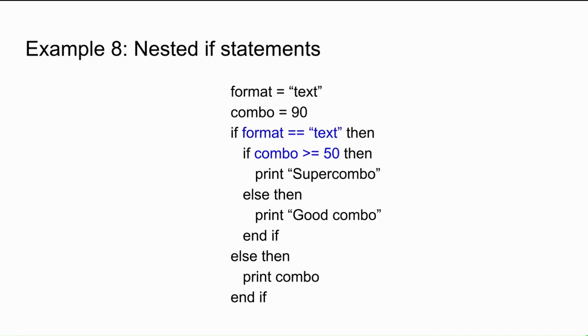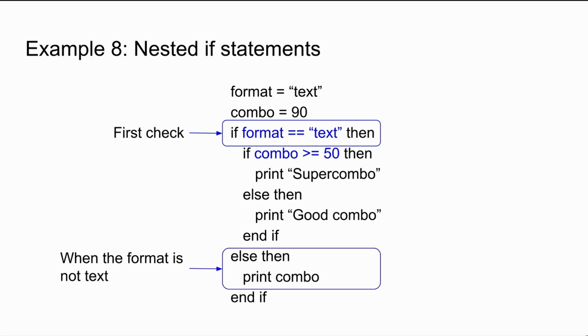So first, we are going to check the format to see if the user wants to see it as text or as a number. Here, in the example, we are going to say that the format is equal to text, so the user wants to see it in the text form, and then the combo is 90. First, we check for the format in the first if here. If the format is text, it will keep checking for the combo number. However, if the format is not text, we can just print the combo number in the screen, which is inside the last else.